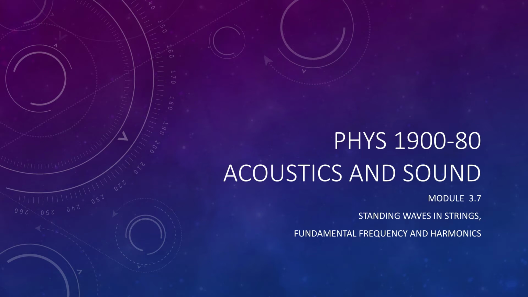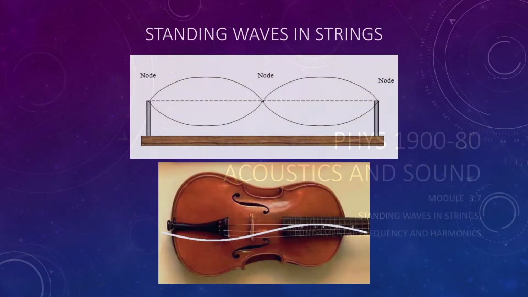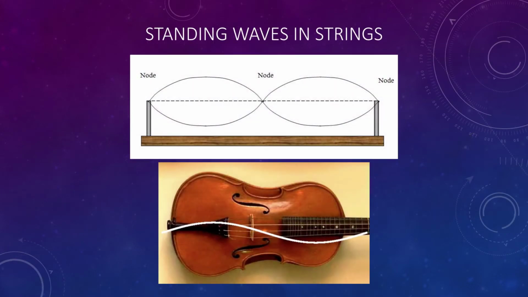Module 3.7, Standing Waves and Strings, Fundamental Frequency, and Harmonics. As we mentioned previously, a node is a point of no movement. If we have a violin, guitar, piano, or other string instrument, the ends of the string are fixed, and therefore they are nodal points. Because of the geometry in a string, if the endpoints are nodes, we have some constraints upon the possible wavelengths of a standing wave in that string.